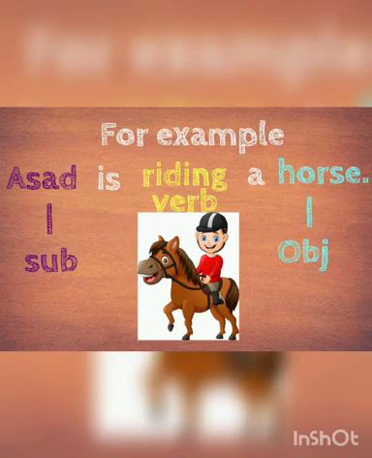The next sentence is Asad is riding a horse. In this sentence we have a subject, verb and object because a subject is performing an action on object. Asad is riding a horse. Asad जो है घुड़सवारी कर रहा है किसके ऊपर, घोड़े के ऊपर.